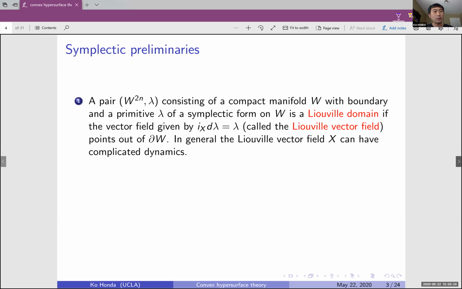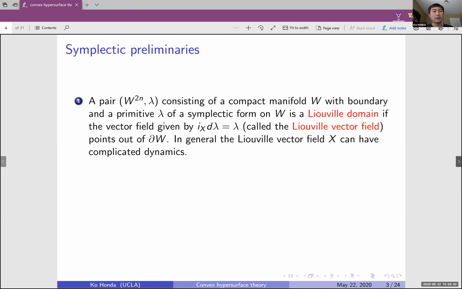Okay. So for a little bit, I'll do some symplectic preliminaries. And I think there's been a lot of talks on this kind of stuff. So if you're familiar with this, please feel free to zone out for a little bit.